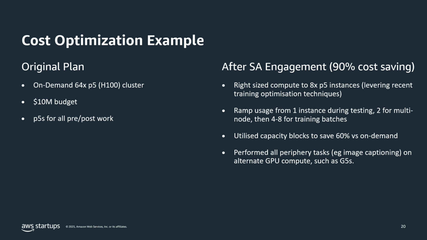So we had an SA work with them, and what they did is, first of all, they looked at the way that they were doing their model training, and looking at some of the advancements that there are in Stable Diffusion training, they were able to conclude that at the max size of their training runs, they're not going to need 64 instances. They can get away with just 8. So first of all, cutting down the size of the cost by 8, just with that bit of research.